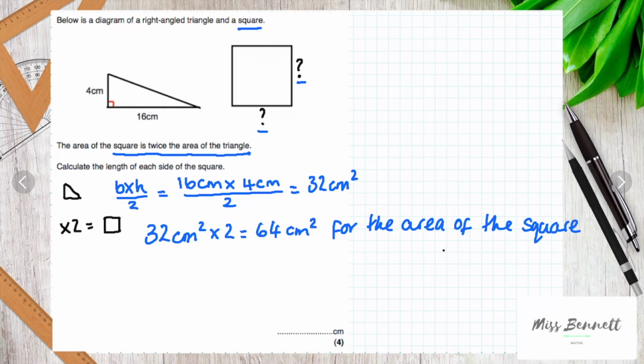Okay, so now I know that the base times the height, so two numbers that multiply together, the same two numbers because it's a square, to give us 64. Well, that means something squared is 64. So we need to do the square root of it. The square root of 64 equals 8. One of the sides of the square is 8.